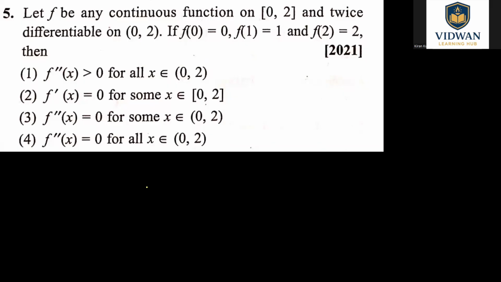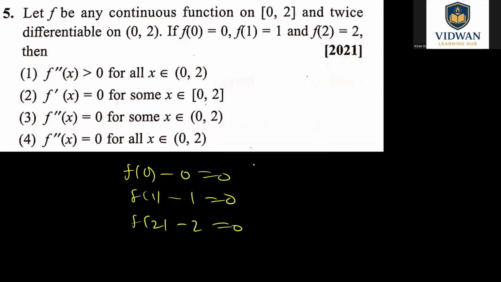So f of 0 equal to 0 is nothing but f of 0 minus 0 is 0. F of 1 equal to 1 is f of 1 minus 1 equal to 0. F of 2 equal to 2 is f of 2 minus 2 equal to 0. What do you observe from all this? In general, when I consider f of x minus x as a new function called h of x, then f of x minus x equal to 0, for this equation, x equal to 0, 1, 2 are the roots.